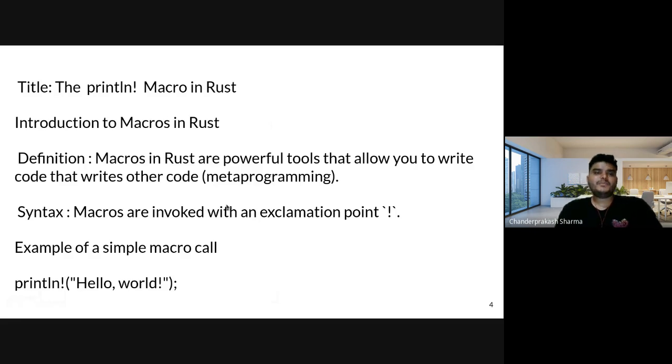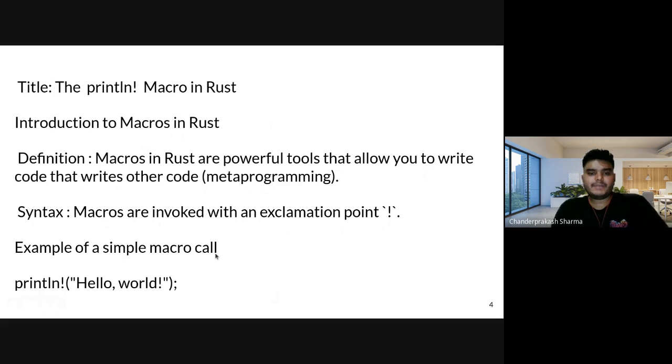Now, let's start the topic. Today's topic is macros in Rust, and first of all we want to study the println macro more deeply. This macro is very important. So, introduction to macros in Rust. Macros in Rust are powerful tools that allow you to write code that writes other code, which is metaprogramming. Syntax: macros are invoked with an exclamation point, like this symbol.